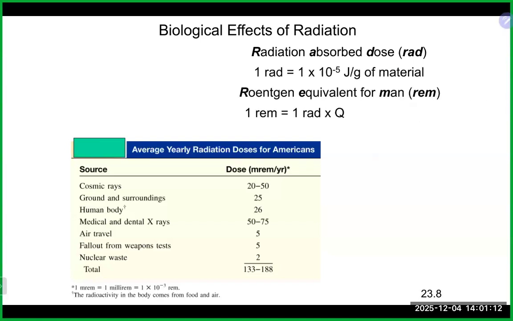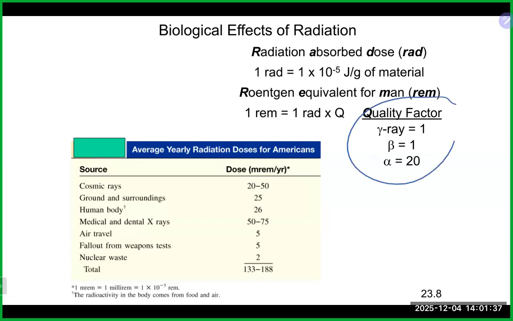We do get some background radiation from different sources: cosmic rays, X-rays, air travel, in case you live near nuclear waste, I suppose, or weapons testing, in case you bought that stuff. So there's two types of things we look at. There's a RAD, which is a radiation absorbed dose, and the REM, which is the human factor of it. And that's basically just the RAD multiplied by a conversion factor here.